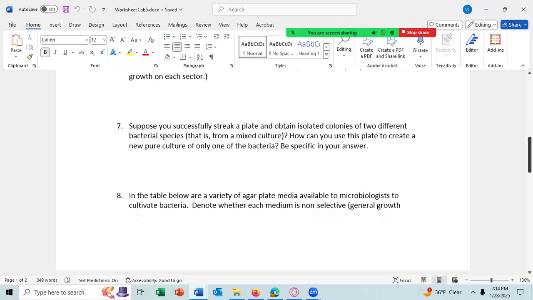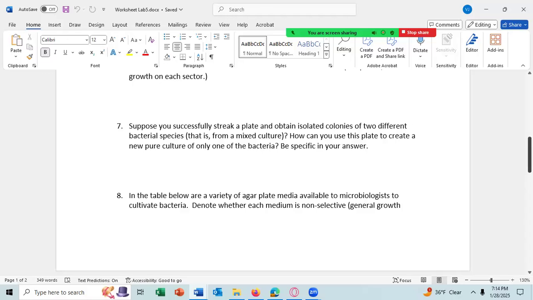7, suppose you successfully streak a plate and obtain isolated colonies of 2 different bacterial species. That is, you streaked from a mixed culture. How can you use this plate to create a new pure culture of only one of the bacteria? Be specific in your answer. Any questions about number 7?